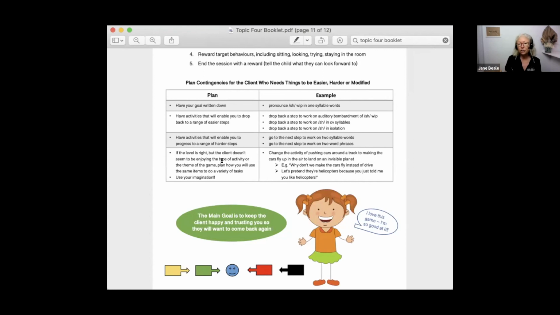And let's say you'd chosen to push cars around a track and the child doesn't seem to really like that. Well, maybe now you could make the cars fly up in the air and land on an invisible planet. So that's an example of using your imagination, isn't it? Why don't we make the cars fly instead of drive? Or let's pretend they're helicopters, because you just told me you like helicopters. So we're ready to be flexible.